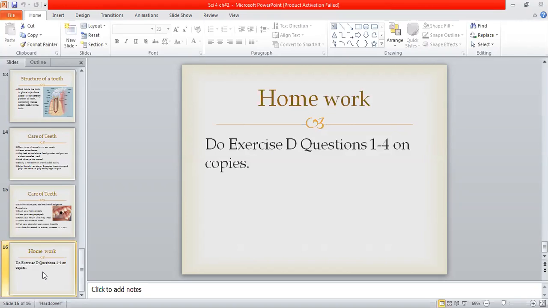So regarding your homework, you have to do exercise D. One slash, there's a dash between, it means to, so you have to do questions 2 and 3 as well. Don't consider that you are going to solve only questions 1 and 4. You have to do questions 1, 2, 3 and 4 in your notebooks. It is regarding the topic. And now, if you have any query, you can raise your hand and ask a question.